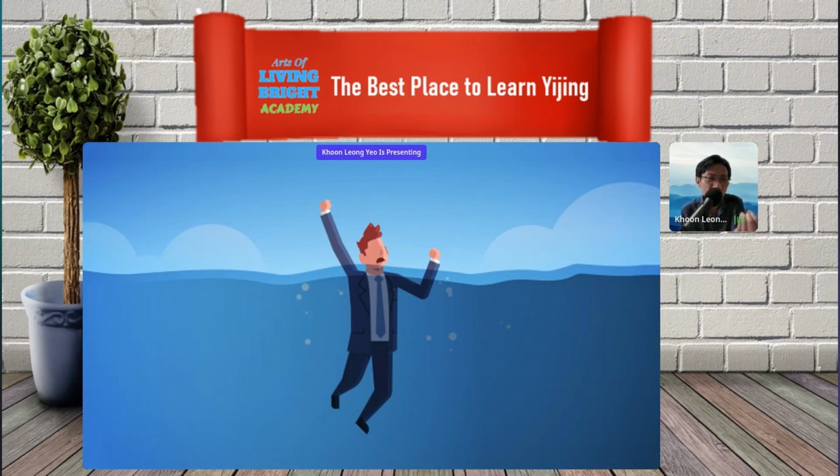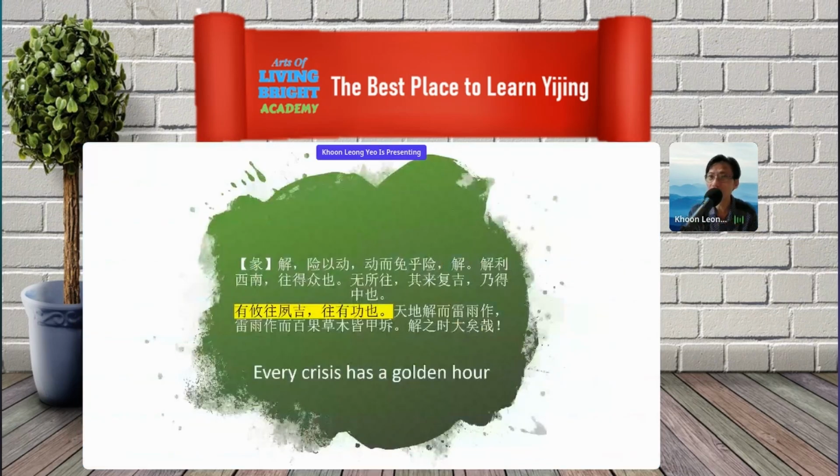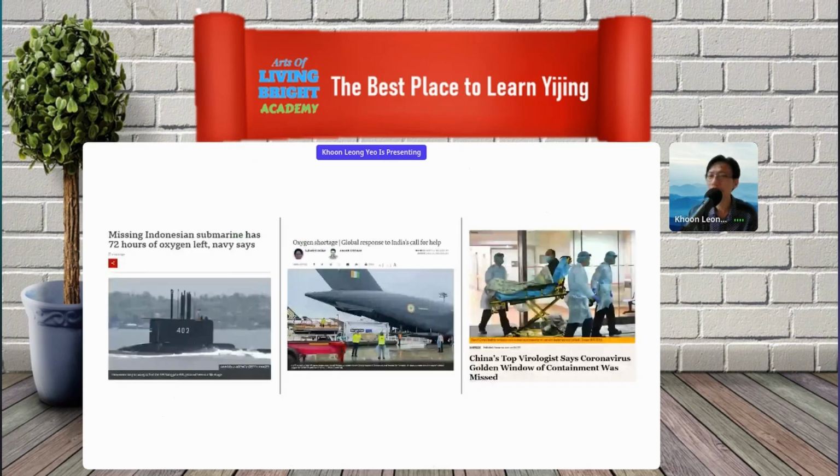For example, a fire outbreak. When it's still at the amber state, it's the best time to put out the fire. So this 解卦 is actually telling us every crisis has a golden hour. Don't miss it.